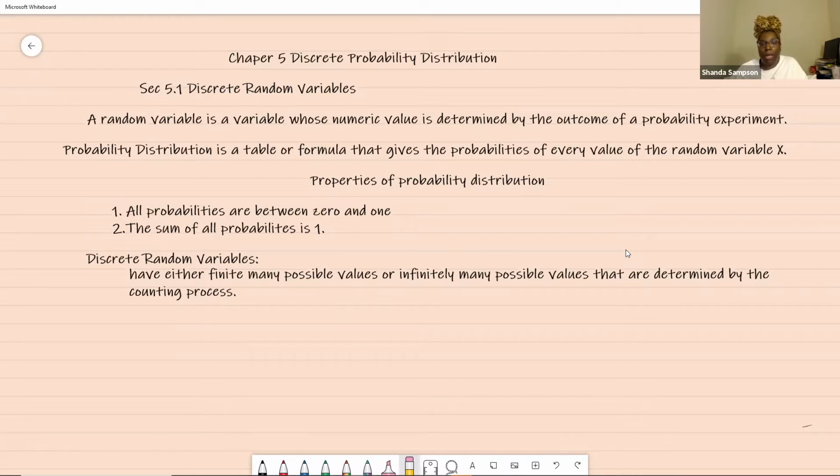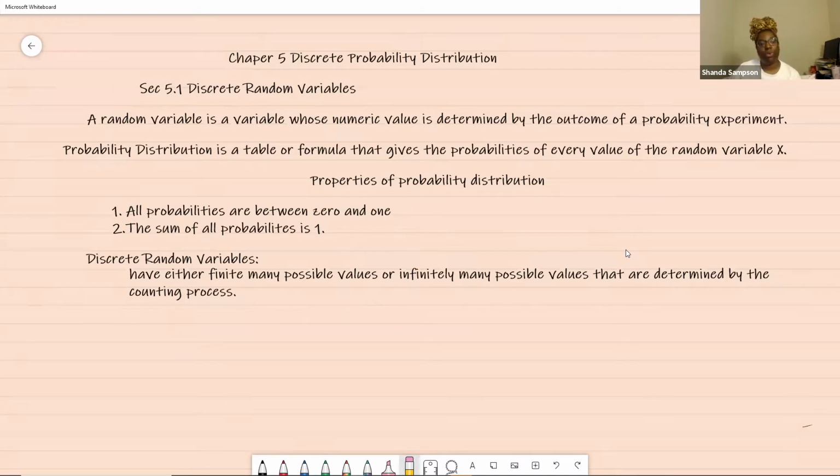And the other property of probability distribution is that the sum of all probabilities is equal to 1. So that means that when you add up all your probabilities, you should get 1 or close to 1. Remember, the world is not perfect, so you may not get 1 exactly on the dot, but you will get something close to 1, like 0.998 or something of that nature. But you can't get like 0.97, because that's not close enough. So make sure you're careful with that when you're doing your problems and they ask you, is this a probability distribution? It needs to be really close to 1 for that to be true.